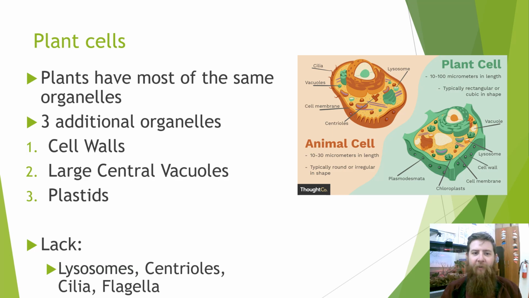Plant cells have most of the same organelles. They have 3 additional: cell walls, large central vacuoles, and plastids. Things they don't have are the lysosome, centrioles, peroxisome, cilia, and flagella.